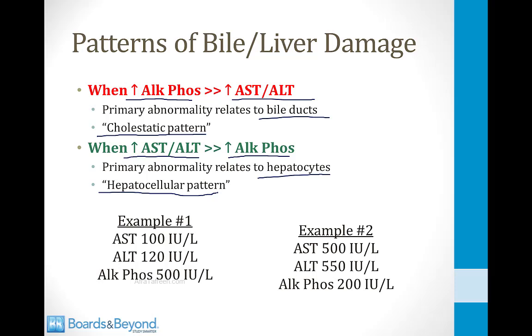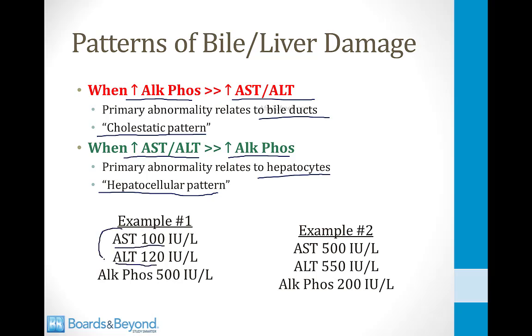So on the screen here, I've put two specific examples with actual numbers to help you understand. A normal AST and ALT is about 50, and a normal ALK-Phos is about 100. The actual normals are slightly different than that, but that's an easy way to remember it when you're looking at board questions. So in example number 1, we have an AST that is 100 and an ALT that is 120.